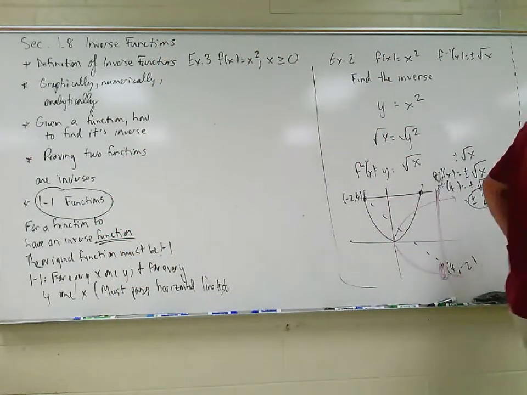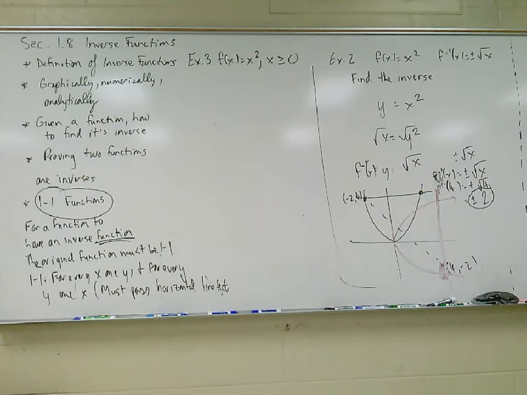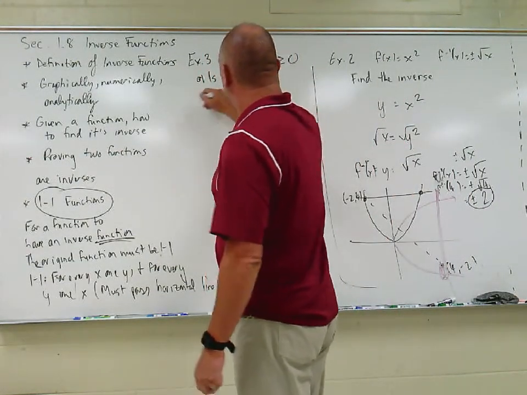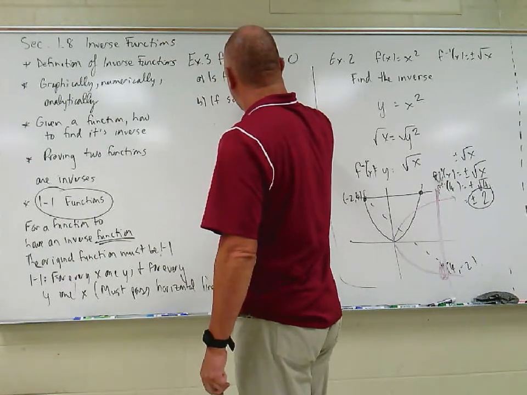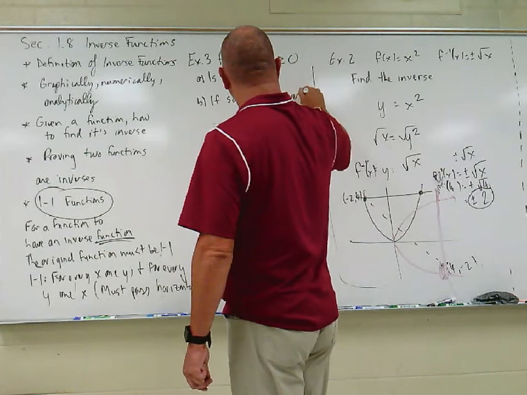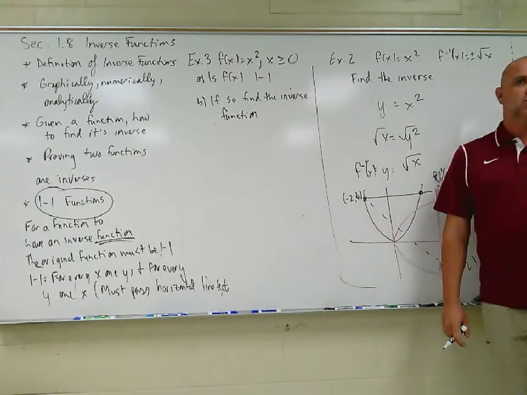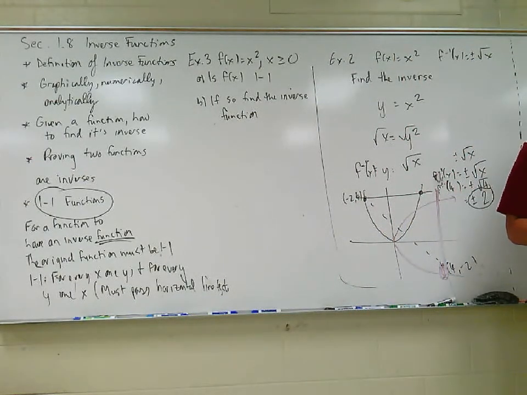There's example 3. f of x is x squared, x is greater than or equal to 0. So the first question I have on this is, is f of x one-to-one? If so, find the inverse function. So notice now what has happened that's different on this question. What did I do, Andrew? You said domain further. Yeah, we restrict the domain. So we're restricting the domain to only x greater than or equal to 0.